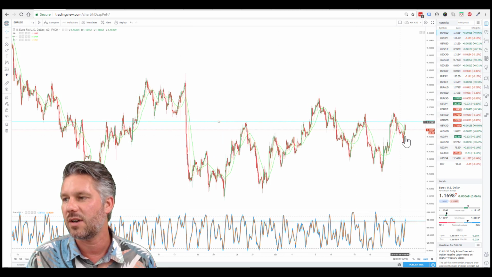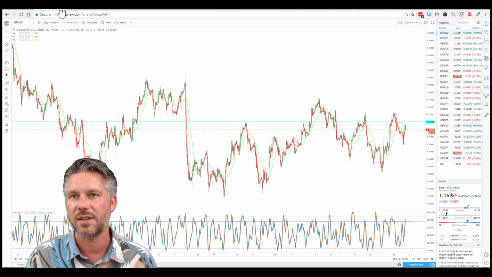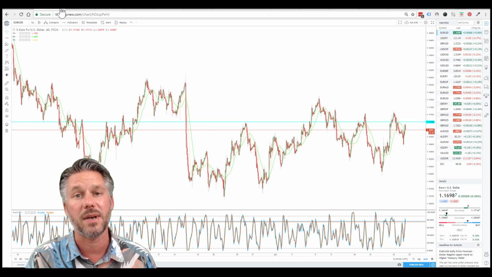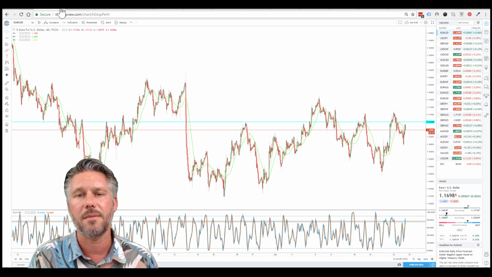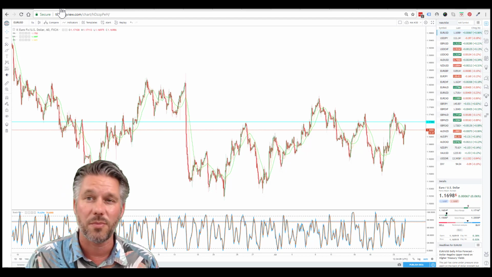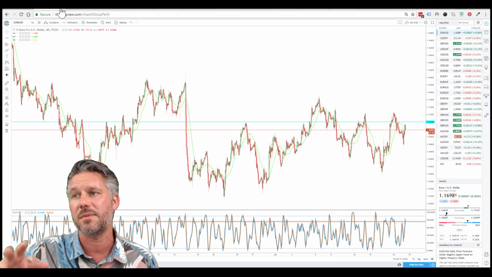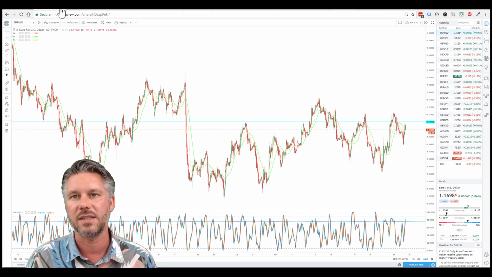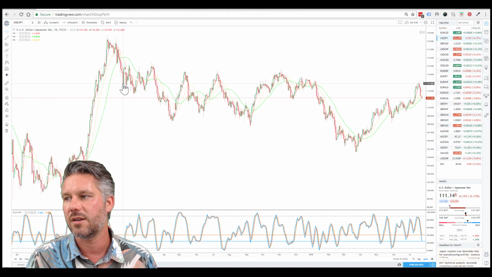There's too much either side of this for it to be worth considering for a trade at this point, I believe. So I'm going to eliminate this, and eliminating pairs that you're not going to trade is just as important, probably more important than the ones that you're going to trade, because you'll be left with those once you've eliminated the ones that are not in a good position.